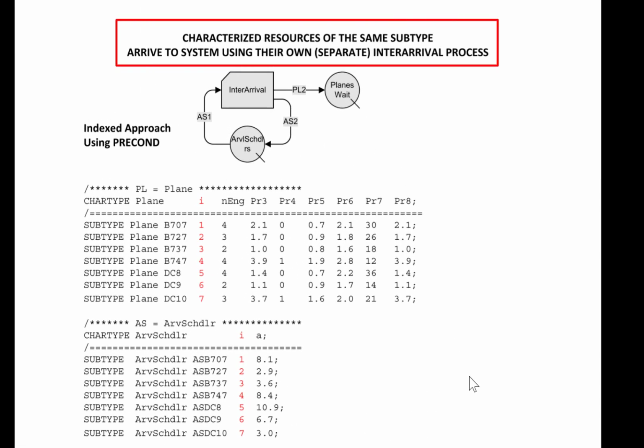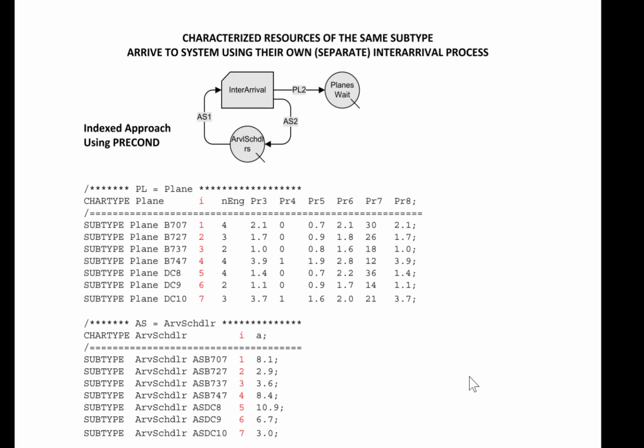The first 2 models consider characterized resources, where the resources that belong to the same subtype follow their own separate inter-arrival process. The last 2 models describe the arrival of resources of the same type, where all arriving resources follow the same inter-arrival process, and the subtype of each arriving resource is determined probabilistically after the resource arrives to the system.